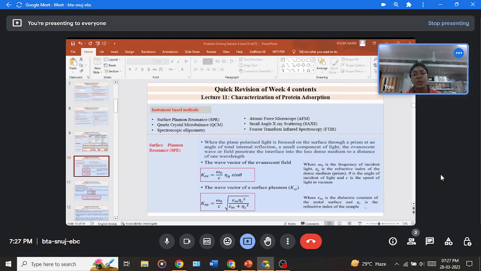Similarly, the wave vector for the surface plasmon, that is K_SP, is given as omega naught by c times the square root of epsilon m eta s squared divided by epsilon m plus eta s squared, where epsilon m is the dielectric constant of the metal surface, and eta s is the refractive index of the sample.